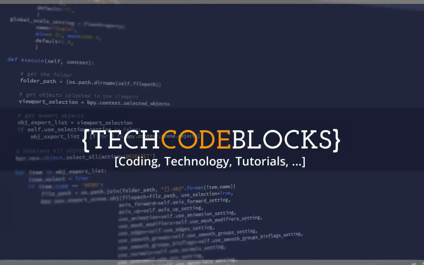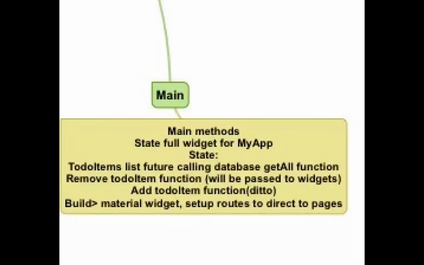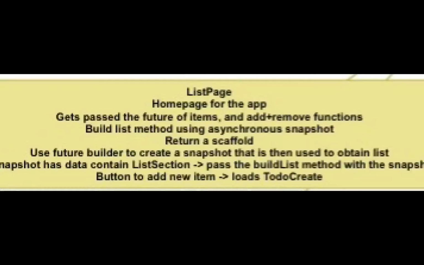In the previous video we built the database provider and to-do item classes, which are used to store to-do items in a database on the user's device. In this video we'll be starting our main.dart file and building the list page class, which will handle the displaying of the list. We'll make the class to build the components of the list in the next video.